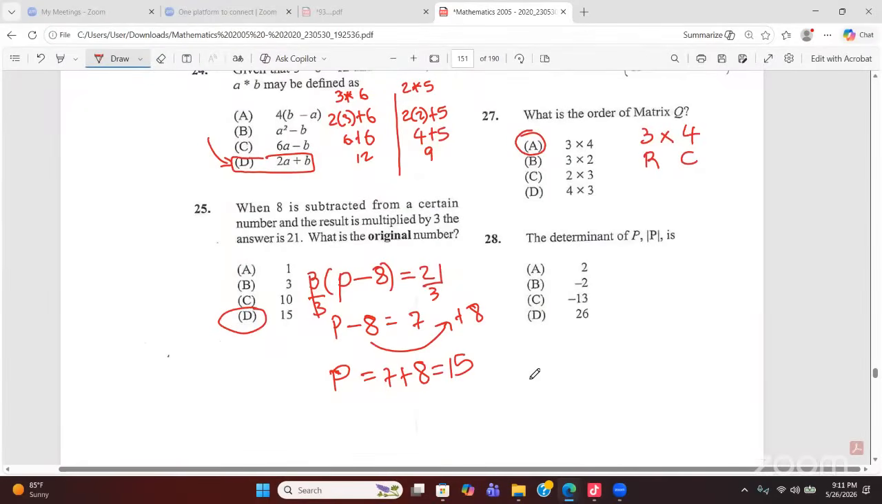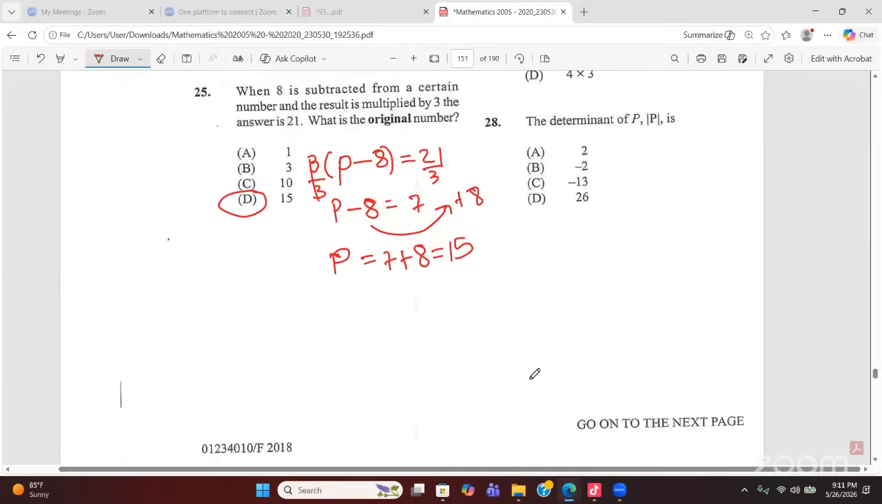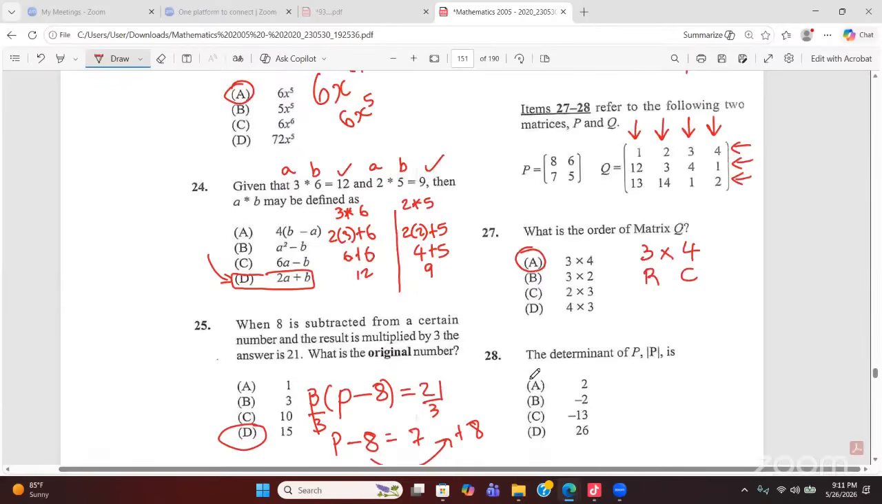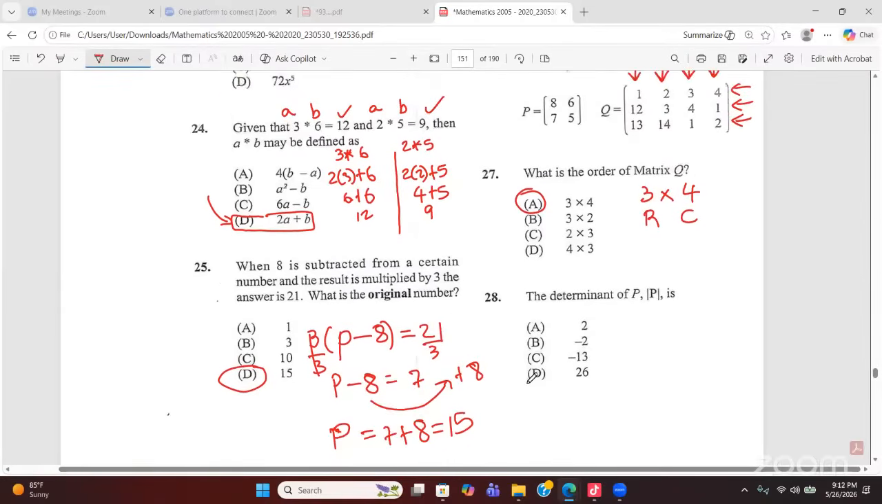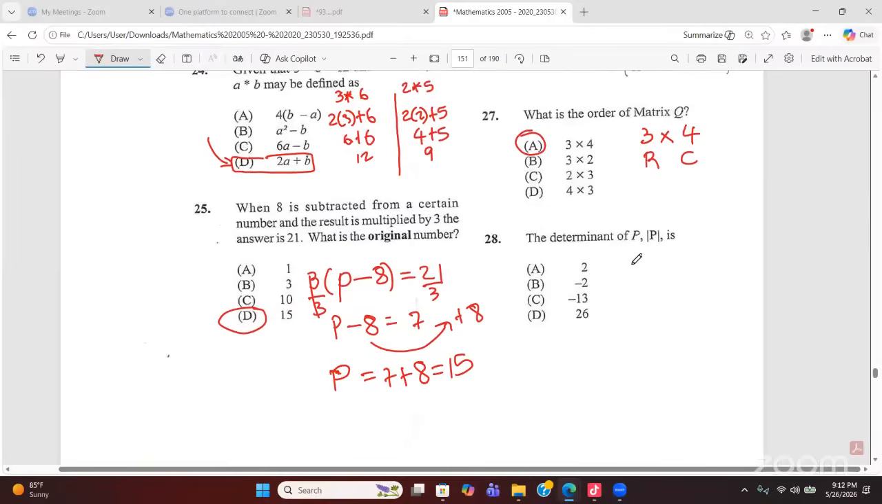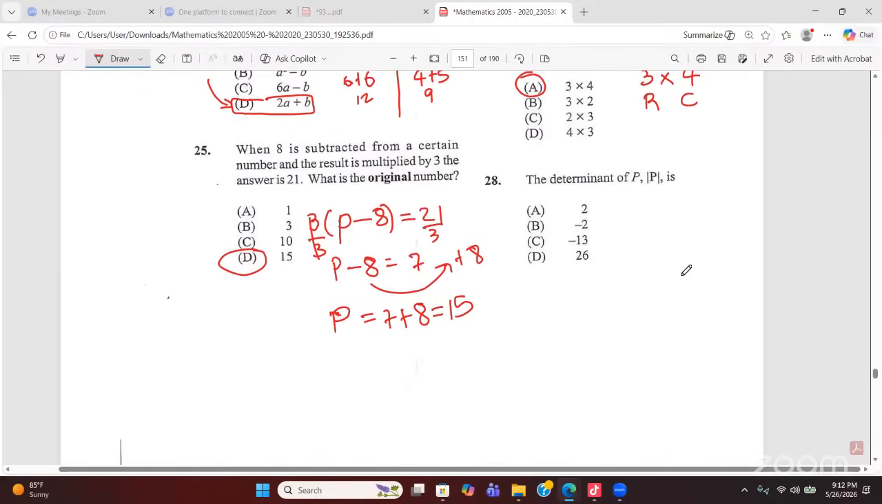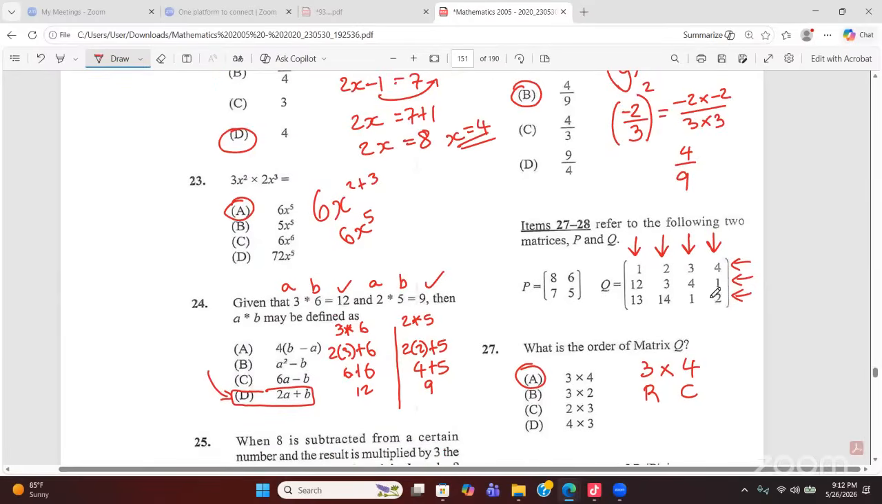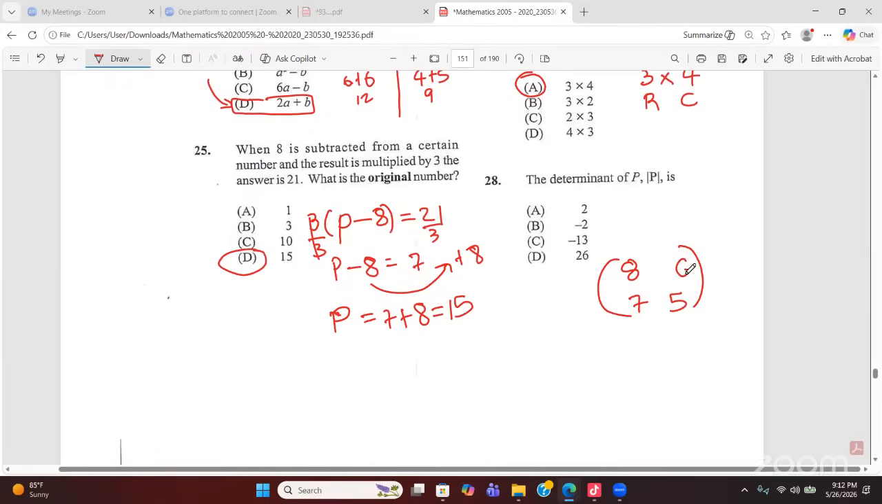Number 28. So let's go. It says the determinant of P. You have to go back to P. What P is? P is 8, 6, 7, 5. Let me just make sure that we have it. 8675. Don't want to make any mistake. Yes. And we want to find the determinant of this.